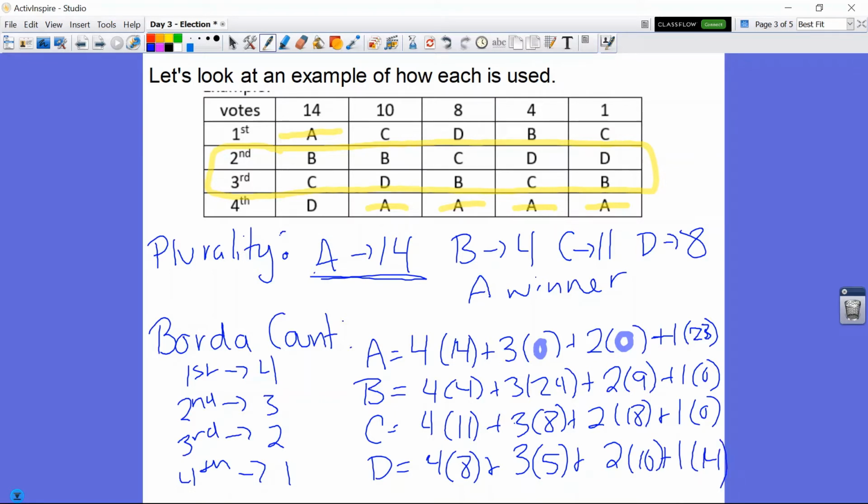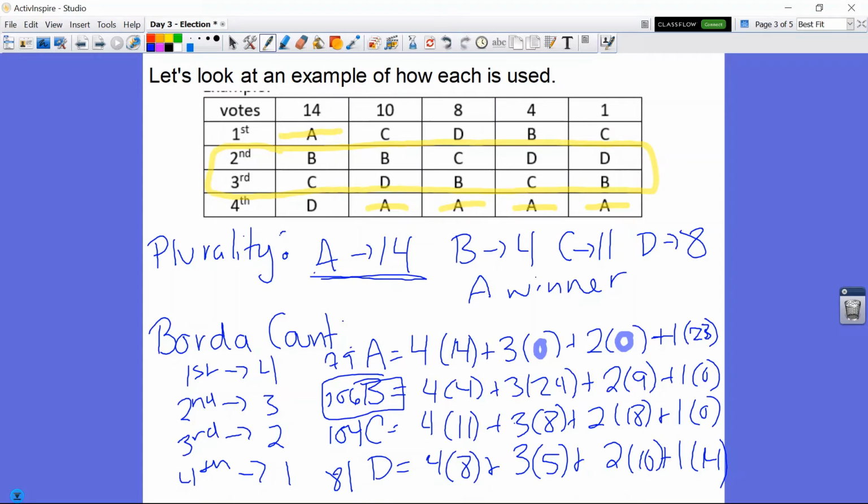So I just need a calculator. We're going to multiply and add together these numbers. A is going to have a total of 79. B has 106. C has 104. And D has 81. So Borda count, the most points wins. So that means B is going to be our winner.